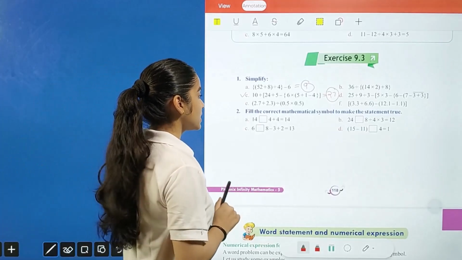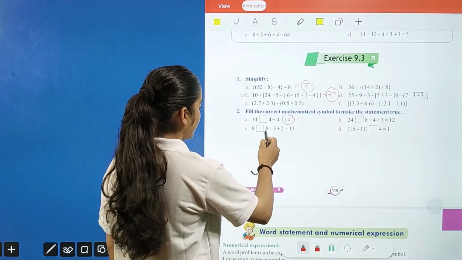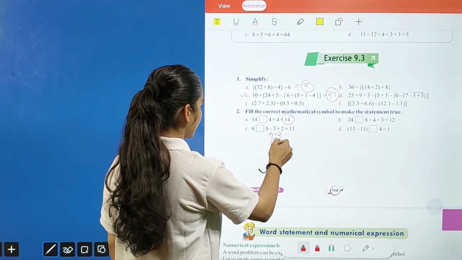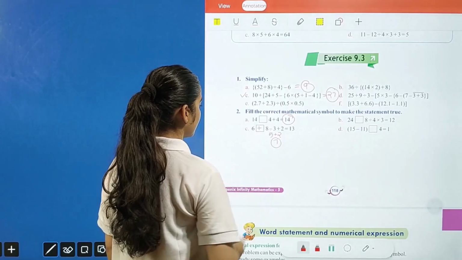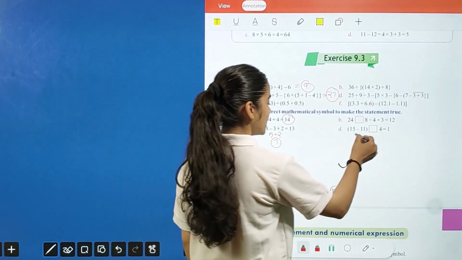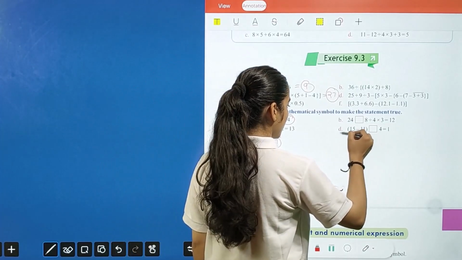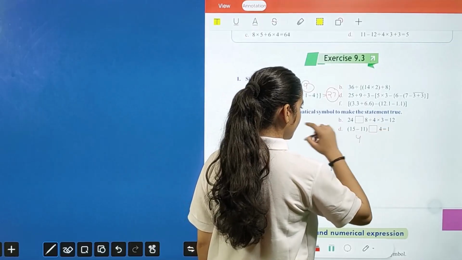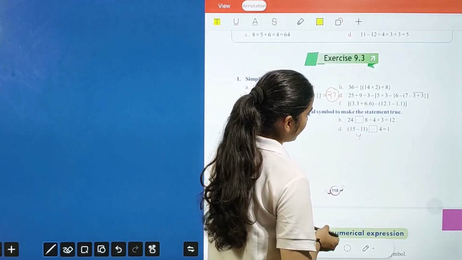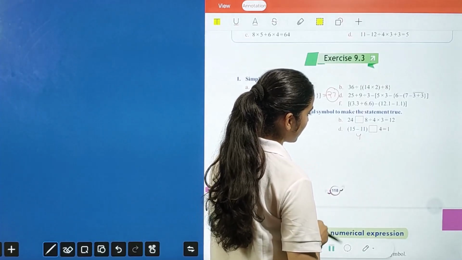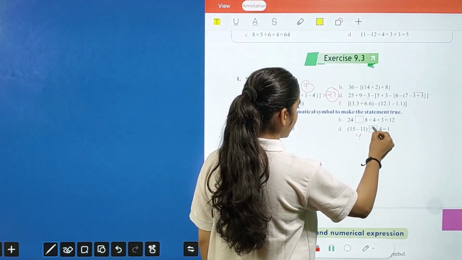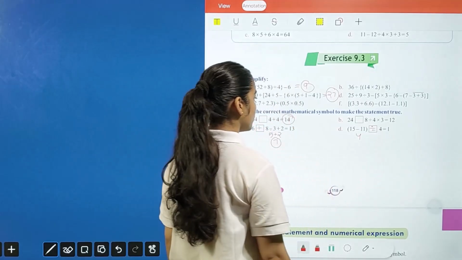Fill in the correct mathematical symbols to make the statements true. 8 minus 3 is 5. 5 plus 2 is 7. So 7 plus, we have to add a plus sign here. In this, 15 minus 11 is 4. So you have to add a sign here. If we apply a minus sign, 15 minus 11 is 4, and 4 divided by 4 is equal to 1.